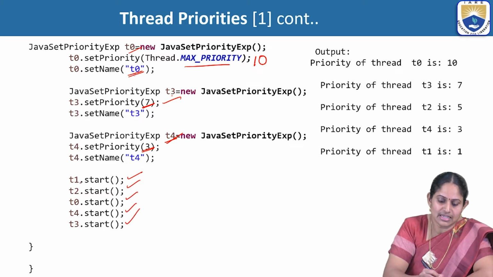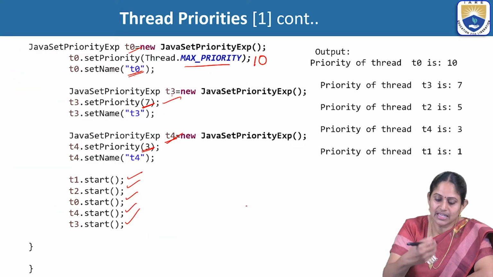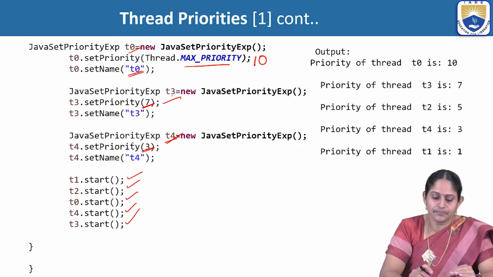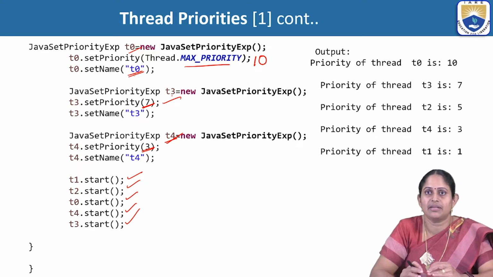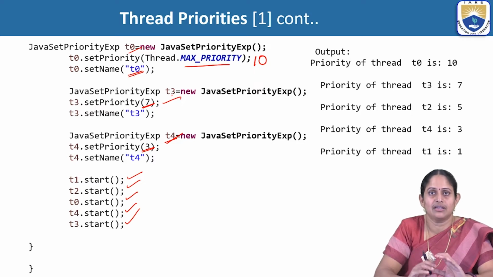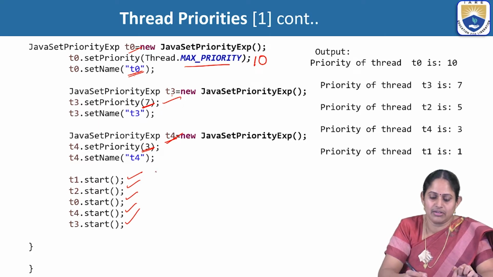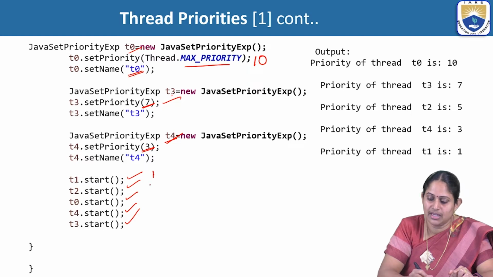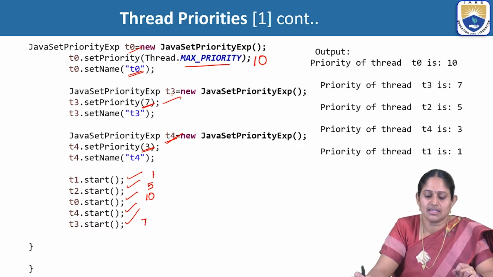T1's value was the least, which was 1. Also, which thread starts execution, the order of execution, will be determined by the operating system. The operating system has many scheduling algorithms, and based on that the threads will start executing. But here we have set the priority. So T1 was set to 1, T2 was set to 5, T0 was 10, T4 is 3, and T3 is 7. So these are the priority values.